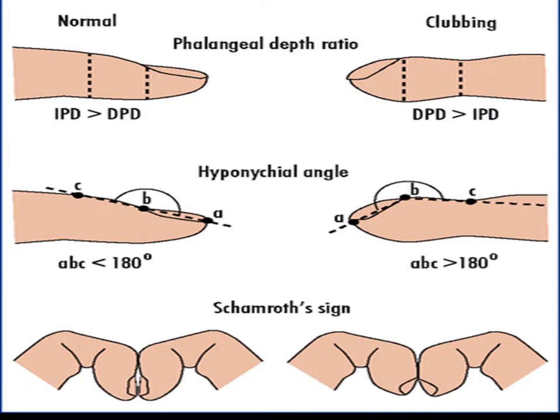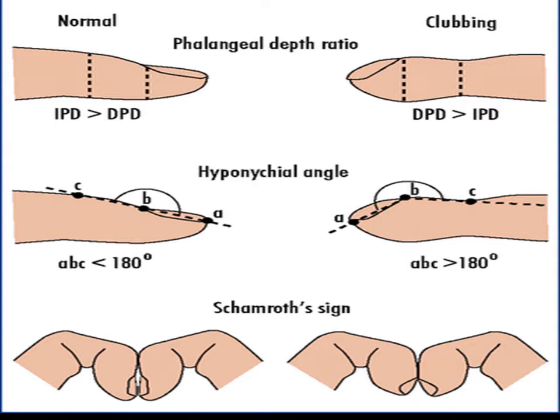Hyponychial angle is another defining parameter. Three points A, B, C are taken, where A is tip of the nail, B is Lovibond angle, and C is distal interphalangeal joint. If the line joining all these three points is making an angle of less than 180, it is a normal finger. But if the line joining all these three is 180 or more than 180, it is consistent with digital clubbing.